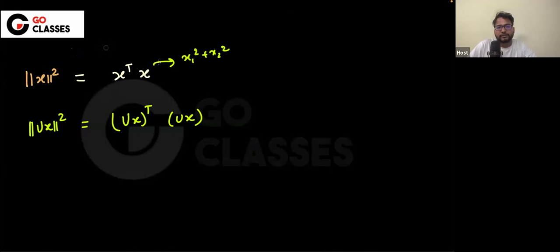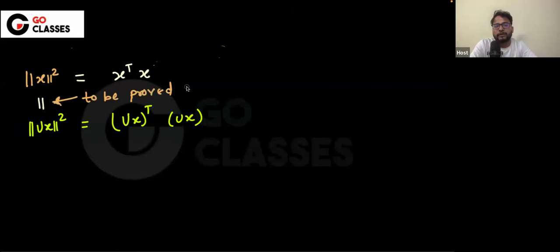So basically, the proof that I want to do is that if you multiply even with u, then the length doesn't change, which means these two are the same. This is to be proved. Okay. So I hope that is fine. That is what we want to prove, right? So we started with this: x square can be written like this and ux square can also be written like this. Now we want to prove that both are actually the same. So this is a simple proof.